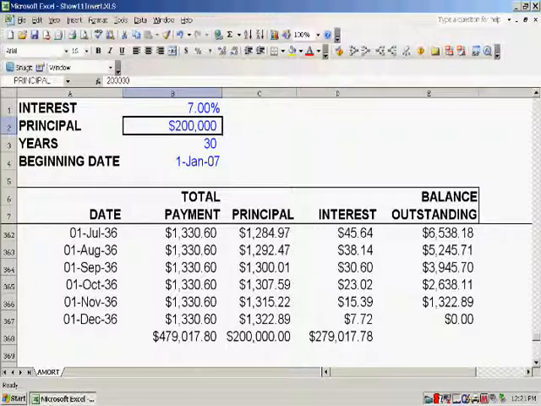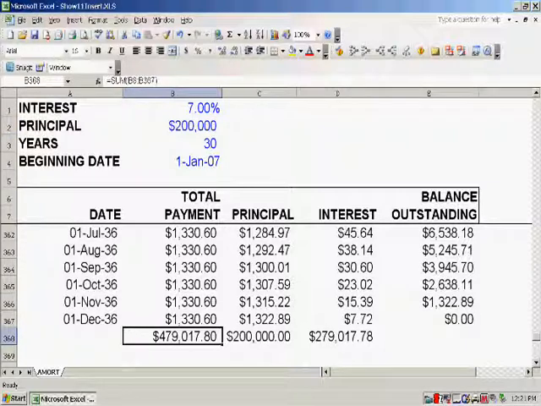I want you to consider something. It is now 30 years later. And the good news for you is that 30 years later, that $200,000 house, due to inflation, is very likely worth way more than $200,000. Okay? In fact, it may even be worth as much as what you paid for it, the $479,000, or even more.